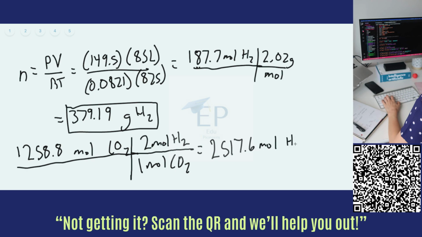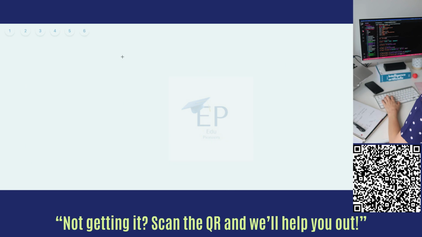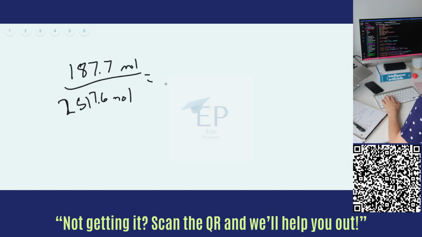moles of H2. And so now I'll go to a new page again, and now we just take our actual moles of H2, which was 187.7, and we divide that by our theoretical moles, which is 2517.6. We have to multiply it by 100 to get it into a percent, and that gives us 7.5% yield. So that's the answer to the second part of the question.